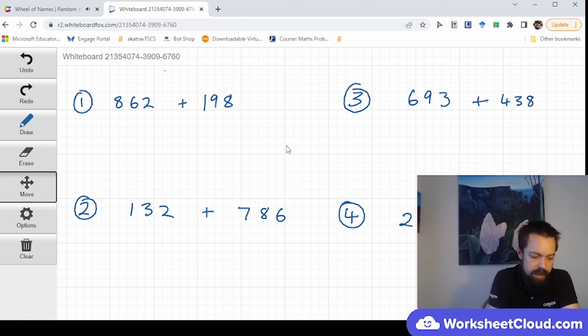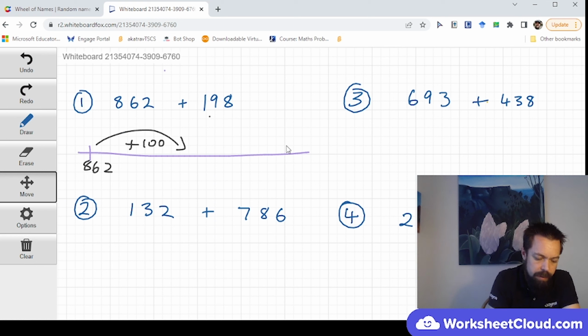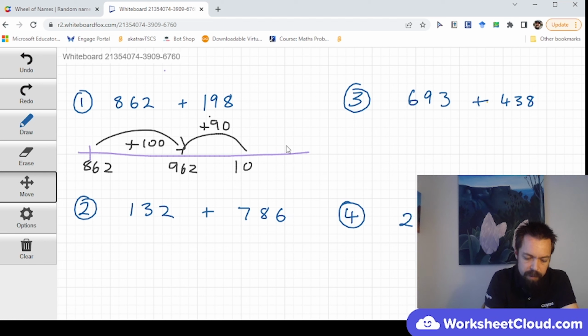All right, so I'm going to draw my line first. Start by putting my number down, 862. I'm going to jump 100. Gives me 962. I'm going to jump 90, which gives me 1052. And then I'm going to jump my 8, which gives me 1060 as my final answer.